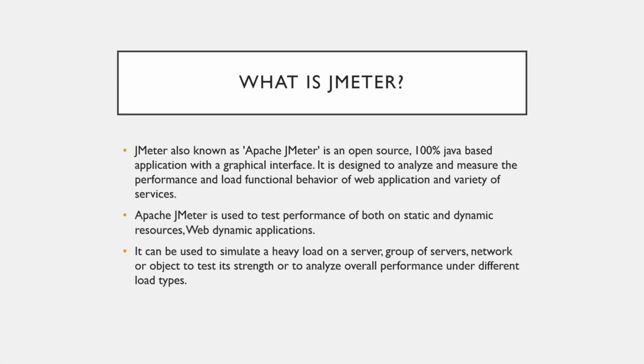What is JMeter? JMeter is known as Apache JMeter. It is an open source application which everyone can install and use right away. It's a plug and play tool. It's a 100% Java based application with a beautiful graphical user interface. It is mainly used to analyze and do performance testing of our web application, and we can also do API level testing with JMeter.